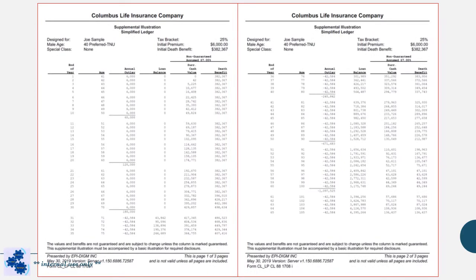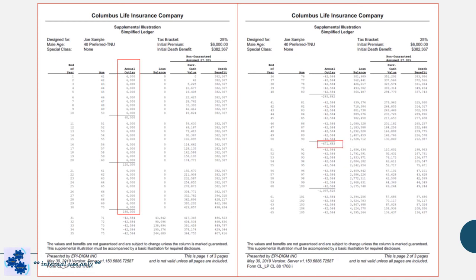This is the simplified ledger. As you can see, it's very, very simple, because it just shows, number one, the amount of money that you're putting in. Starting at age 40 all the way to age 70, that means 30 years, you put in $6,000 a year, $500 a month. So over 30 years, you have put in a total of $180,000. Meanwhile, your death benefit starts at $382,367.